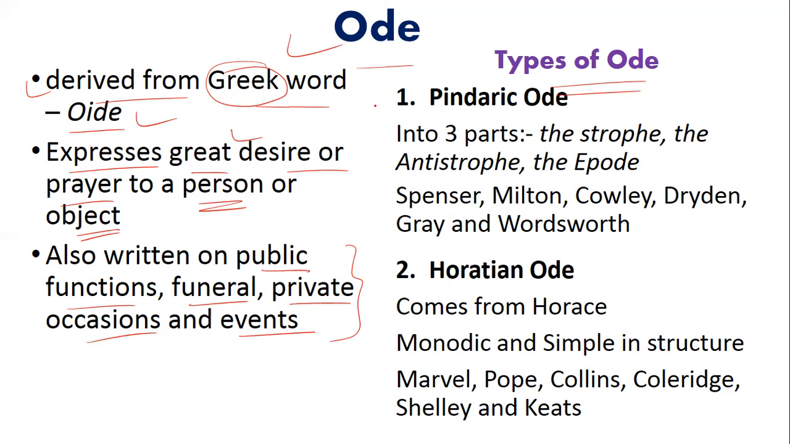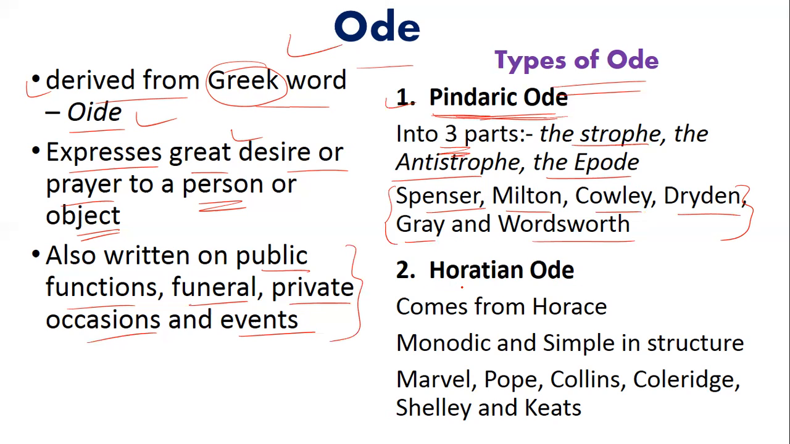First one is Pindaric ode. What is Pindaric ode? So it includes three different parts: the strophe, the antistrophe, and the epode. And here, friends, these important poets are there: Spencer, Milton, Cowley, John Dryden, Thomas Gray, and Wordsworth. These are the important and famous poets who wrote odes in the form of Pindaric. Yes, friends, Pindaric odes were written by these famous poets.